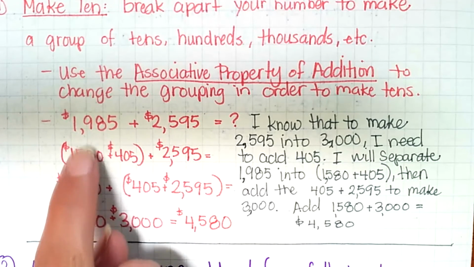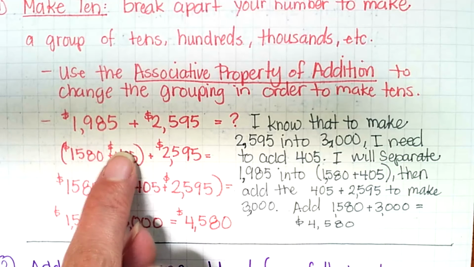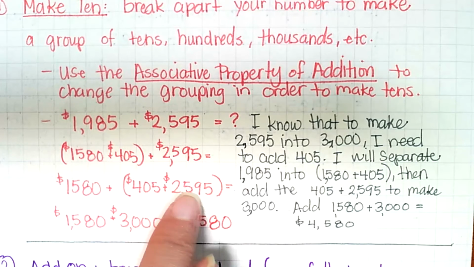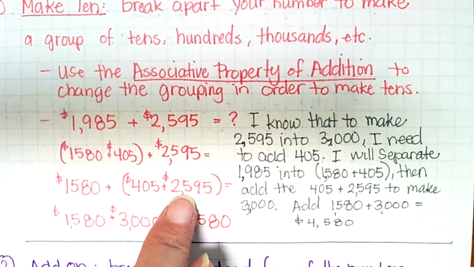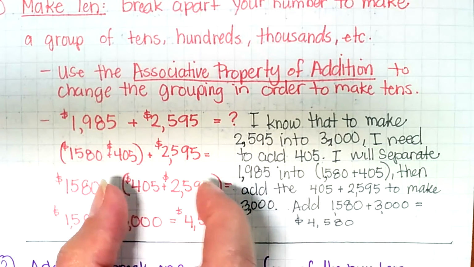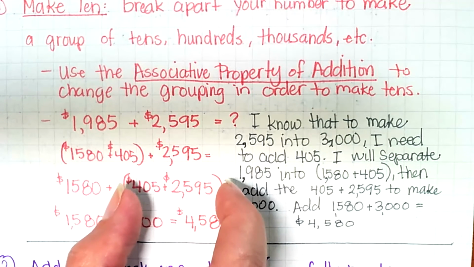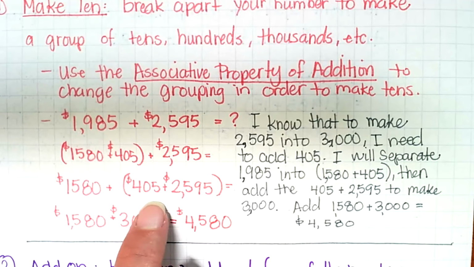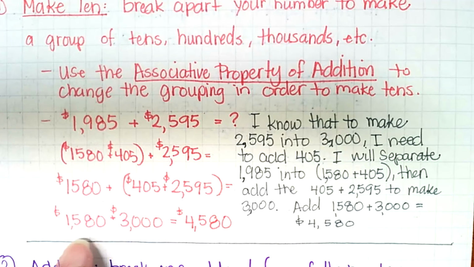Now I changed my grouping. So I'm not working with these together first. I'm going to move that 405 and work with it with the 2,595 first. So I put it in the parentheses here, and that tells me that I'm working with these numbers first. So my 1,580 stays the same. When I added these two numbers together, it got me to 3,000. So 1,580 plus 3,000 gave me the 4,580.